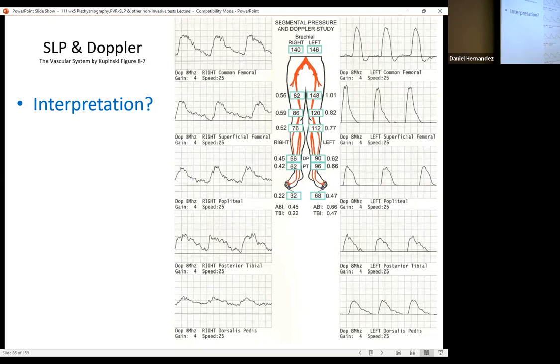So probably your right leg, common femoral artery, or iliac. Remember, the disease is either at that cuff or above that.